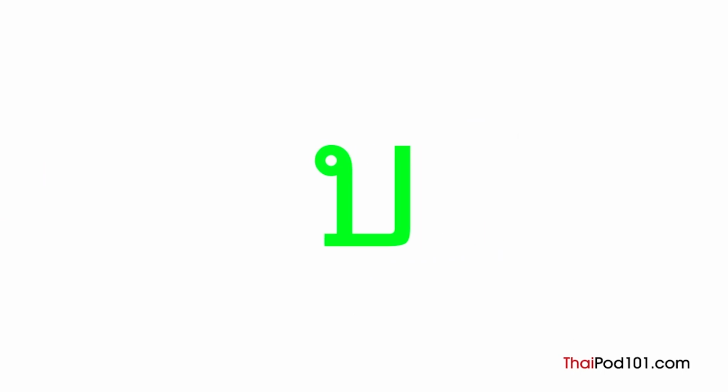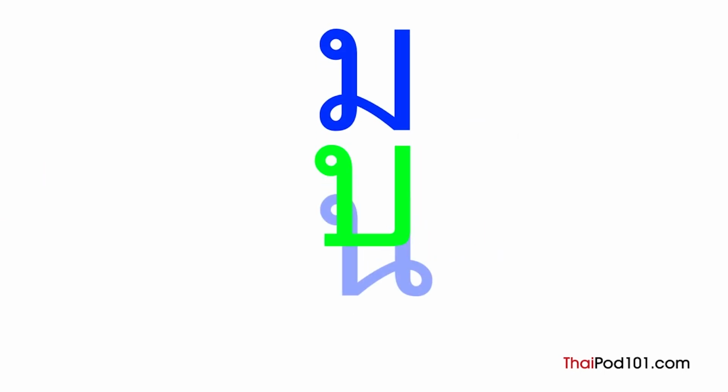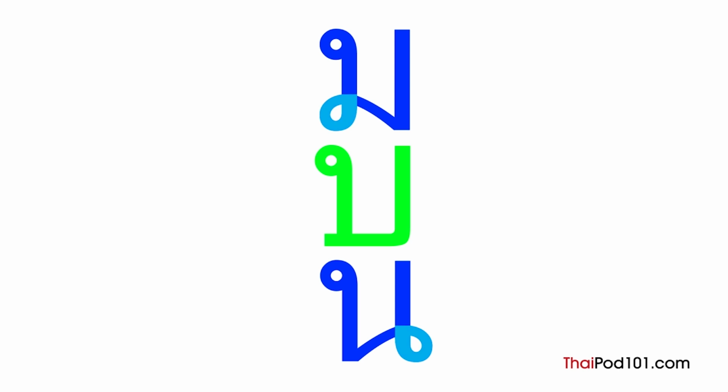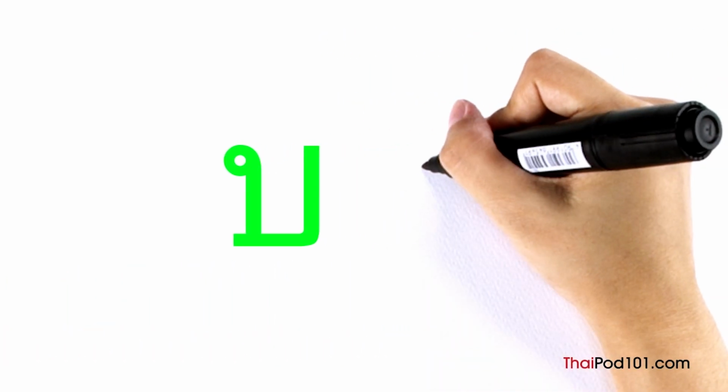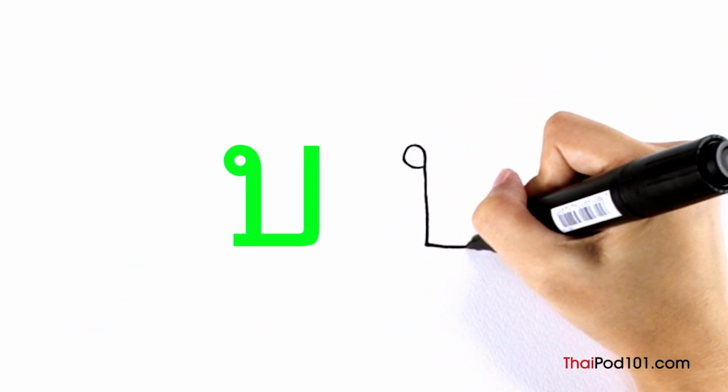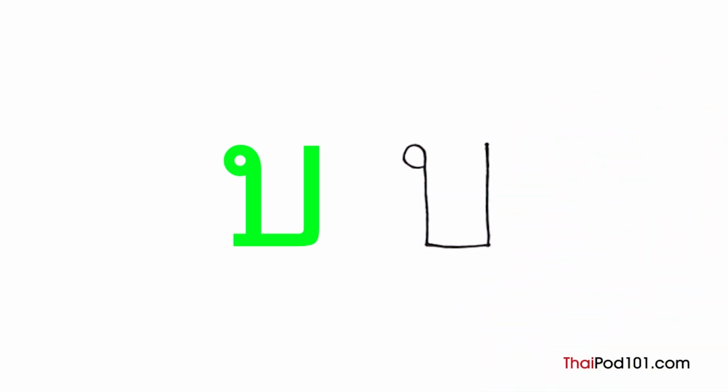บอใบไม้ is very easy to write. It's just like มอม้า or นอหนู without a loop at the bottom. Start with a clockwise head and then add 3 straight lines. That's it.